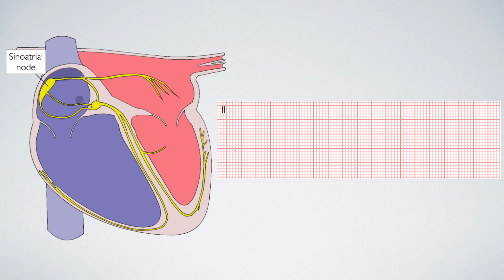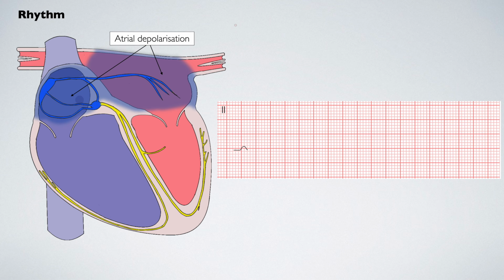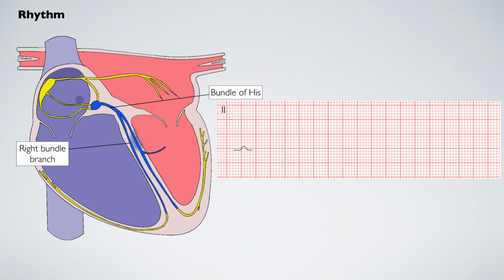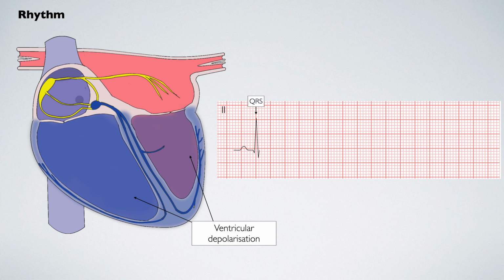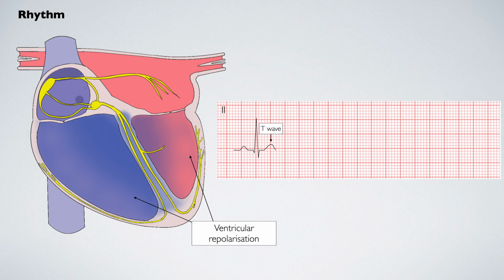In sinus rhythm, impulses begin in the sinoatrial node, the heart's dominant pacemaker. Impulses are generated at regular intervals, and they depolarize the atria, producing a P wave on the ECG trace. The impulse travels through the AV node and into the bundle of His and right and left bundle branches. Depolarization of the ventricles generates a QRS complex on the ECG trace, and repolarization of the ventricles produces a T wave.